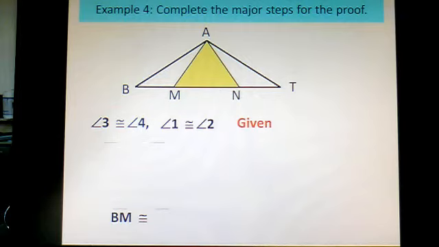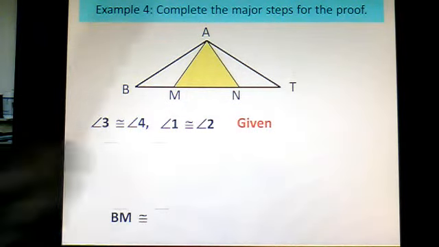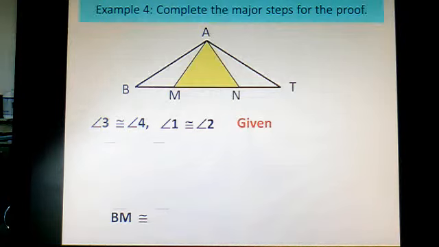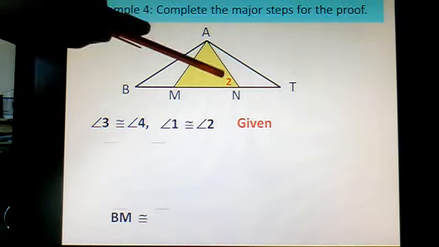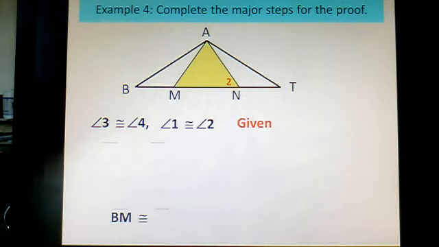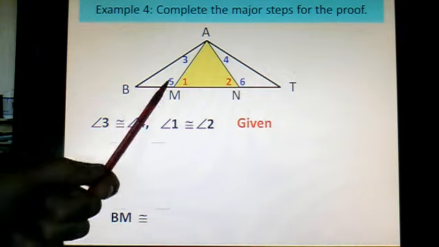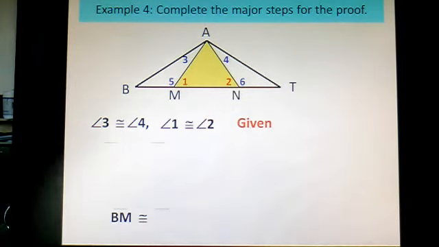On example 4 on the back, the given is that you've got a bunch of congruent angles. You can add this in as a given on your paper. A is the vertex at the top, B and T are the corners, M and N are the corners of this small triangle on the inside there. And of course you're probably saying, where are 1, 2, 3, and 4? Angle 2 is here. Angle 1 is right across from it. And you're actually probably going to use angles 5 and 6 in this proof somewhere. So I'm just trying to save you a little bit of writing by including angles 5 and 6 on there.